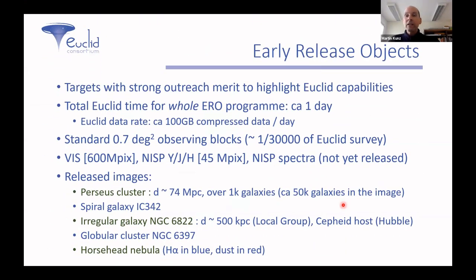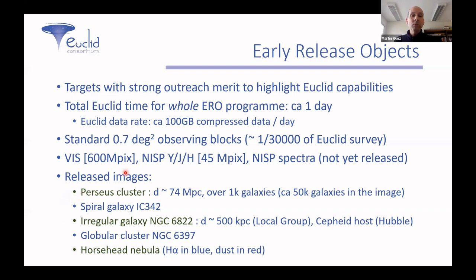Okay, but the very first thing we did with Euclid, that was a request by ESA, was to take some pretty pictures. These are called the early release objects, and that was to highlight Euclid's capabilities, particularly for the ESA Director General at the ministerial conference last autumn. And so the pictures I'm going to show you, there were supposed to be more, but because of the fine guidance issues, in the end it was limited to these 5 objects, and the time for these 5 objects was about 1 day of observation of Euclid.